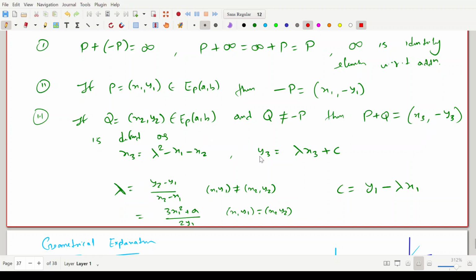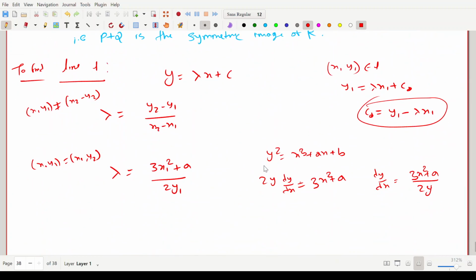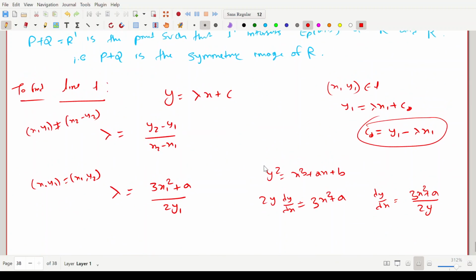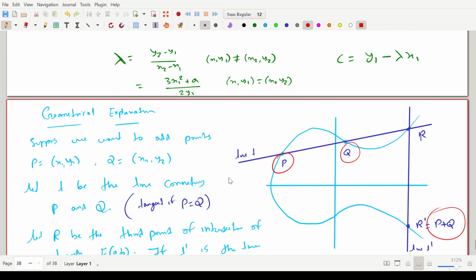Now see, we got the straight line. We have not got the value of x3 or y3. We just got the straight line. Correct? Now this line we have found. Now to find the point r, we have to take the intersection of the curve and the line.